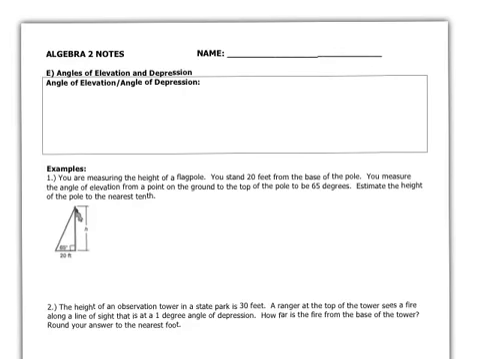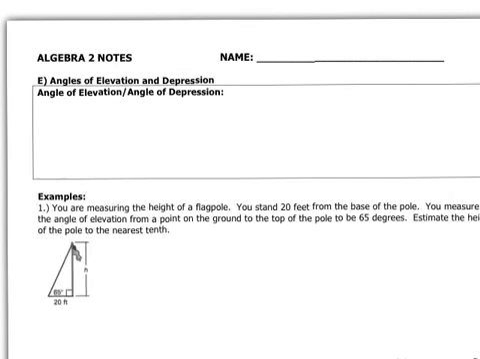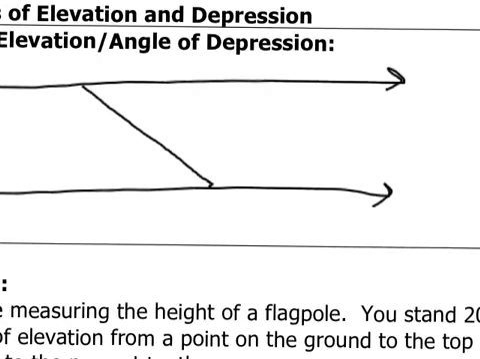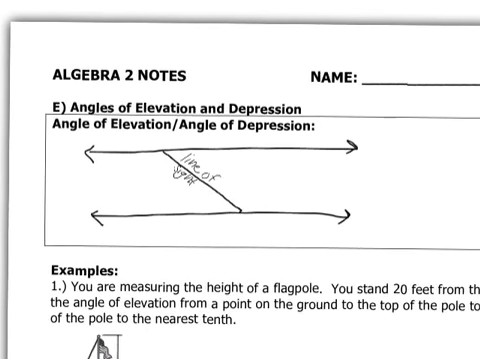Okay. In terms of finding angles of elevation and depression, what we need to start off with are two horizontal lines. Two horizontal lines, and then in between those two horizontal lines, we have what we call a line of sight. So our two horizontal lines and then our line of sight.